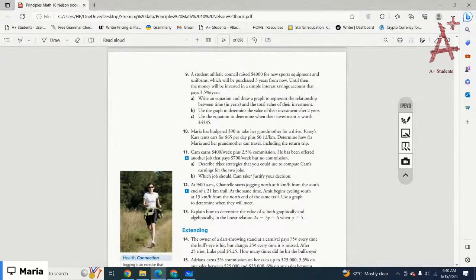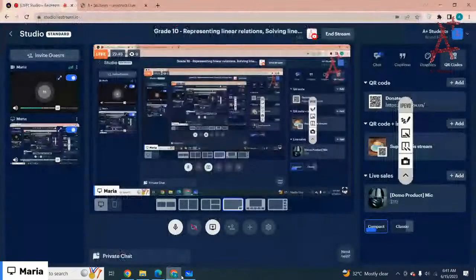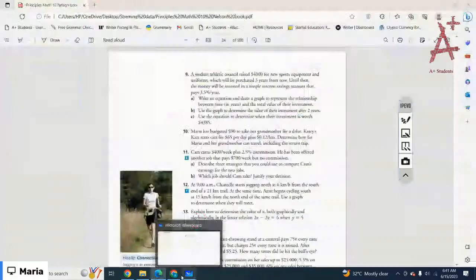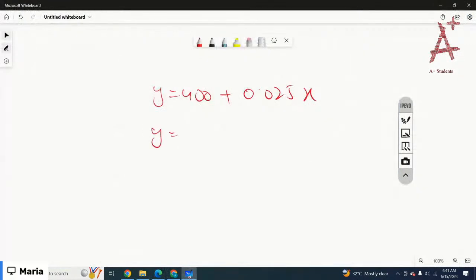He has been offered another job for $700 per week but no commission. For the other job he has a fixed amount, that is 700, and no commission. You have to see which job is the best for him. Let's suppose he makes $300 from the commission. So 300 divided by 0.025, let's see what the value is. That would be 12,000.